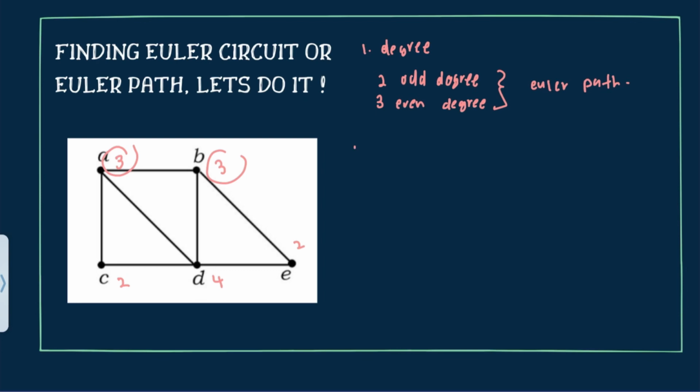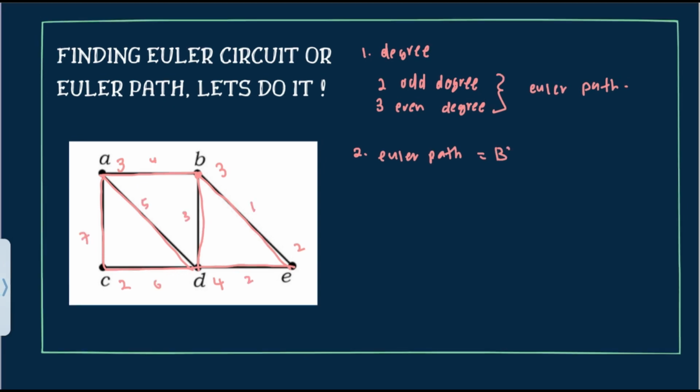The next one, we must search for the way of the Euler path. We start from B, B to E, E to D, D to B, B to A, A to D, D to C, C to A.